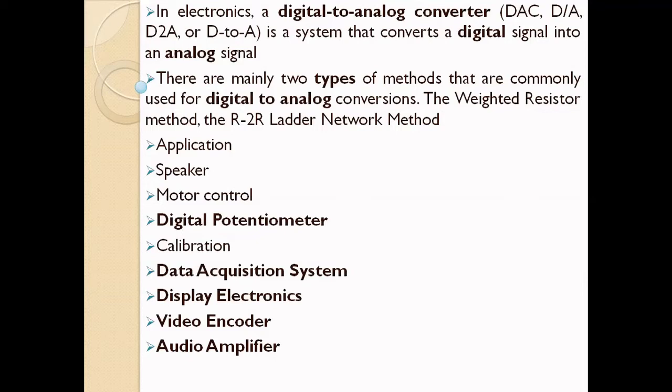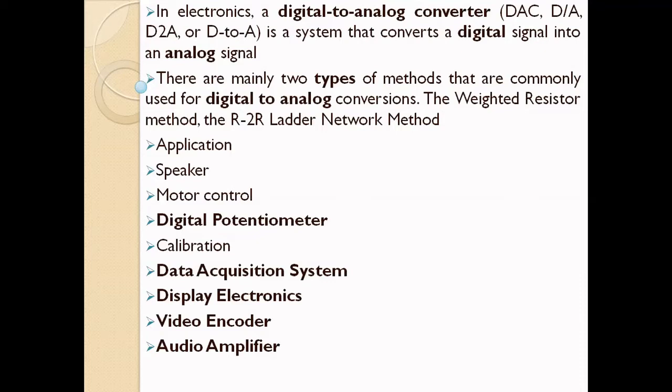Next, for motor control. You all know for a motor, you have to give an analog signal. If you take an AC motor, you have to give the analog signal. The microcontroller output is a digital signal. If you give the digital signal to the motor, it will not run. So you have to convert it into an analog signal.